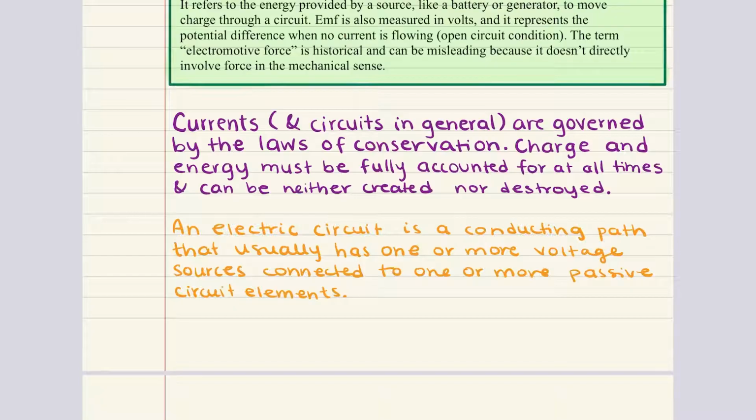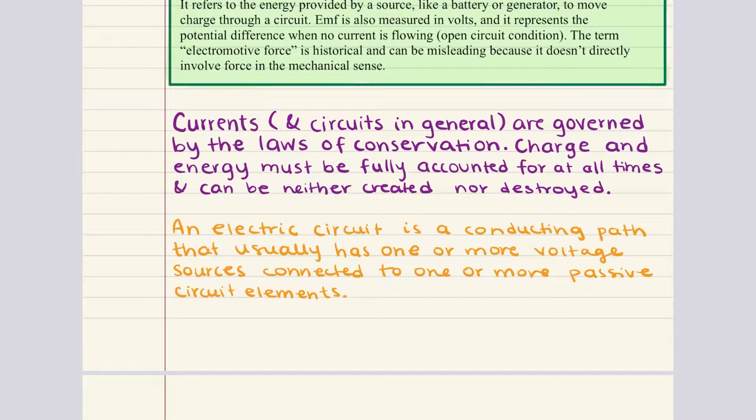At its core, an electric circuit is simply a conducting path that allows charge to flow. Most circuits contain one or more voltage sources, like batteries, connected to passive circuit elements such as resistors or capacitors. Together, these components form a complete path for current to flow through.